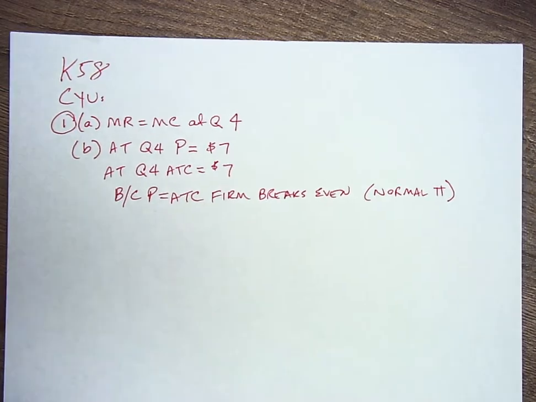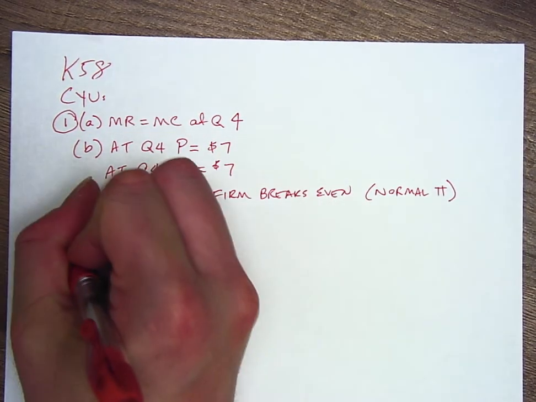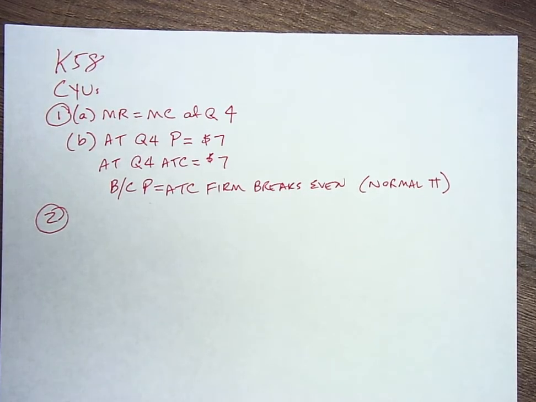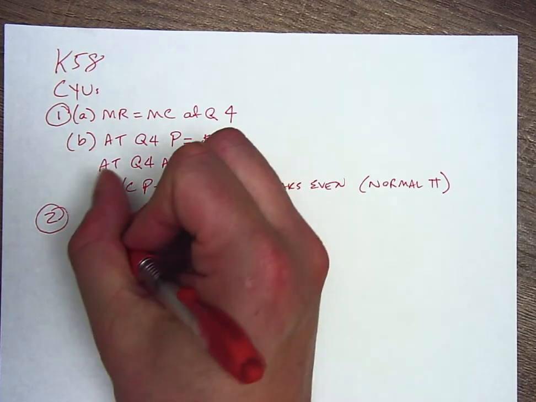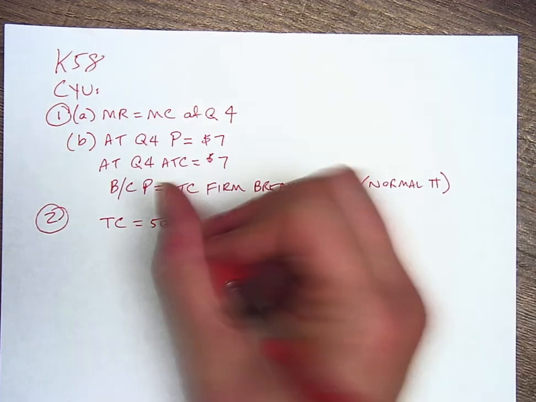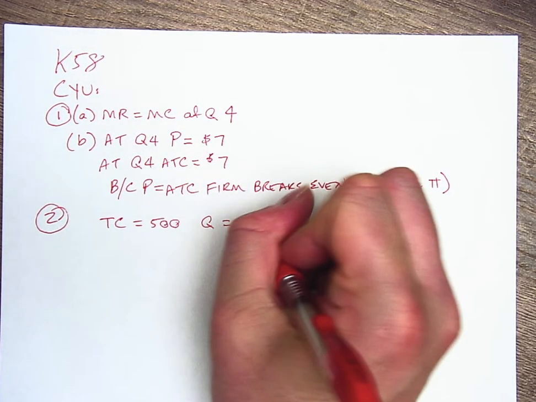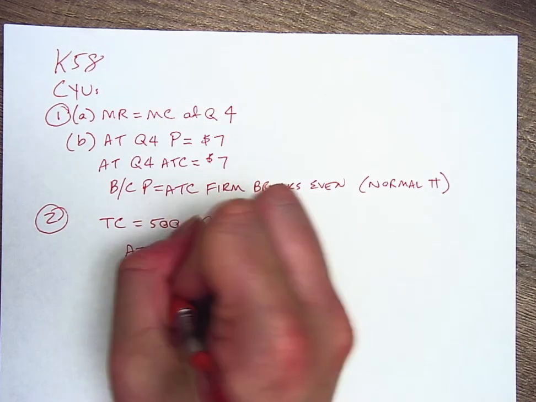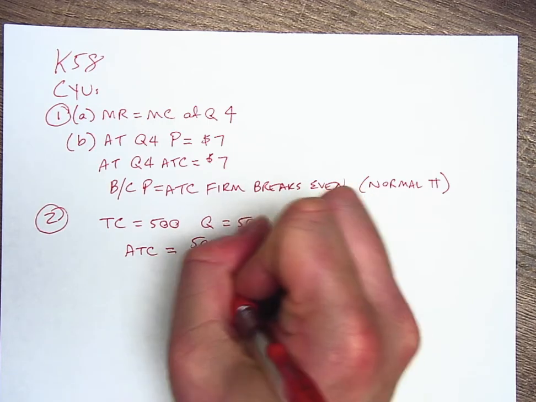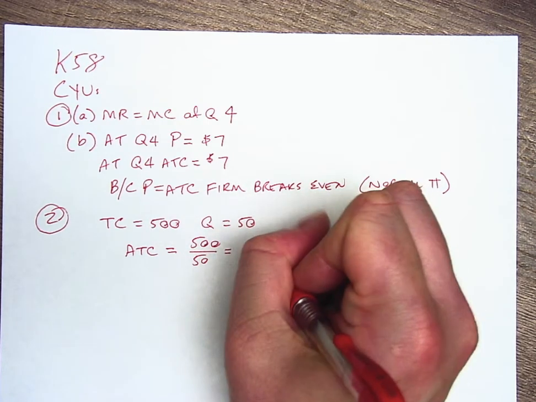Number 2: if a firm has a total cost of $500 at a quantity of 50, and it is at that quantity that ATC is minimized, what's the lowest price that would allow the firm to break even? That is, to earn a normal profit. Explain. So one way to think about this is that if TC is 500 and quantity is 50, then we can solve for ATC. We know that ATC is 500 over 50, and that's $10, right?